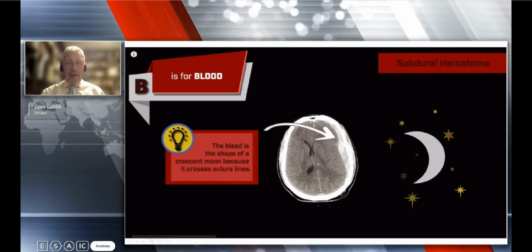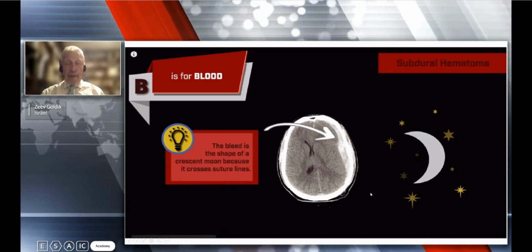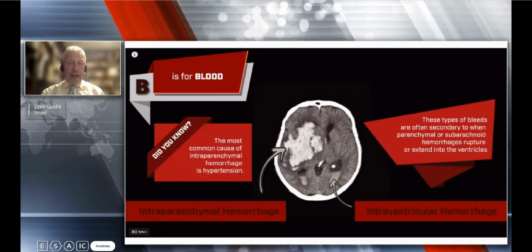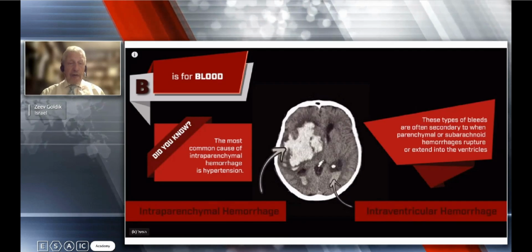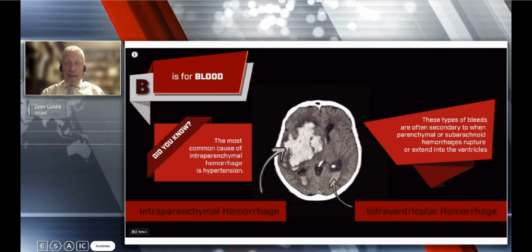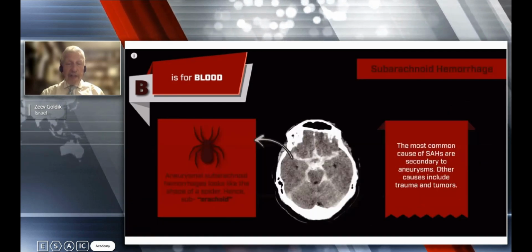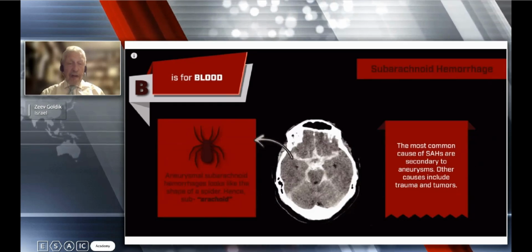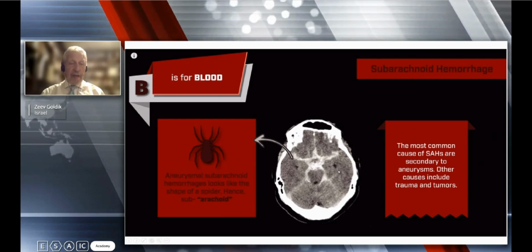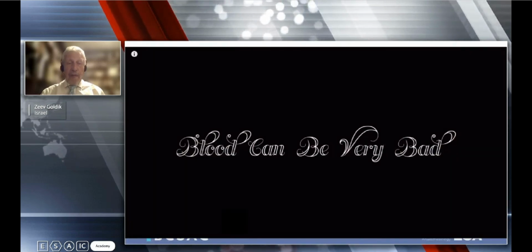And then you can see in this case we are in presence of a subdural hematoma compared with the epidural hematoma. This, for instance, is an intraparenchymal hemorrhage. The most common cause is hypertension. There are different types of bleeds, for instance, intraventricular, intraparenchymal, etc. And this, with the shape of a spider, is an aneurysmal subarachnoid hemorrhage. So we said before, blood can be very bad.